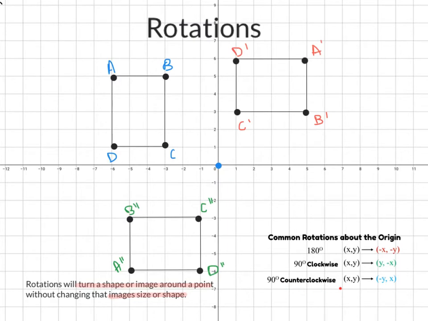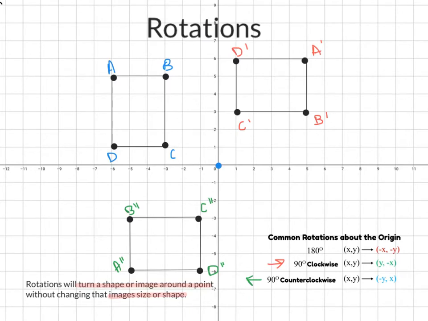If you recall from our other lessons, we have these rotation rules when rotating about the origin. If you want to rotate 180 degrees, you simply take the x and y values and make them negative, negative x and negative y. Now we're going to look here at both 90-degree clockwise and 90-degree counterclockwise, because a 90-degree clockwise is going to start a right rotation, like the hands of a clock. And then a 90 degrees counterclockwise is going to begin with a left rotation, or going the opposite direction of the hands on the clock.